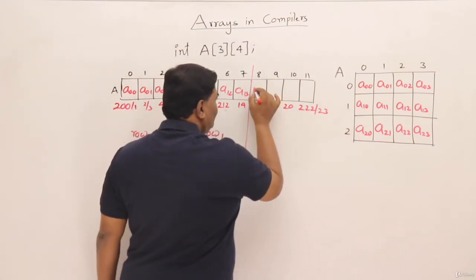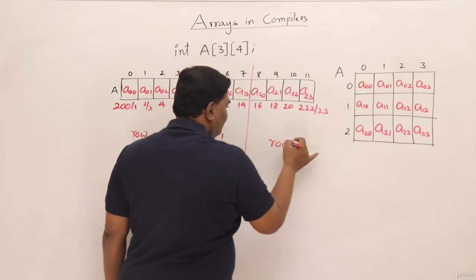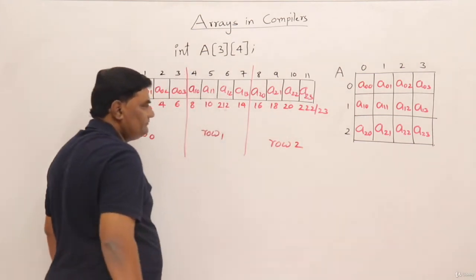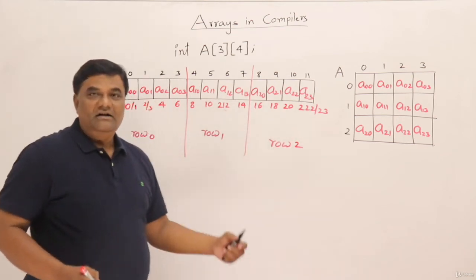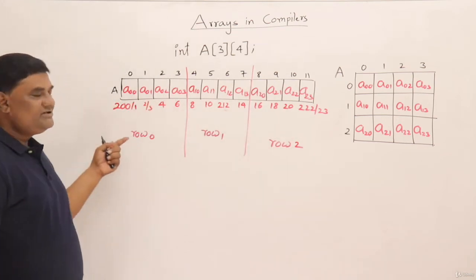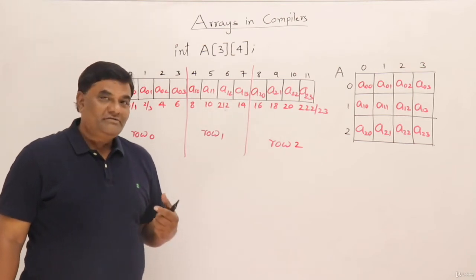Then the last row, A20. So this is row index 2. So that's how the elements of that two-dimensional array are mapped onto a single-dimension array row by row. So this is row major mapping.